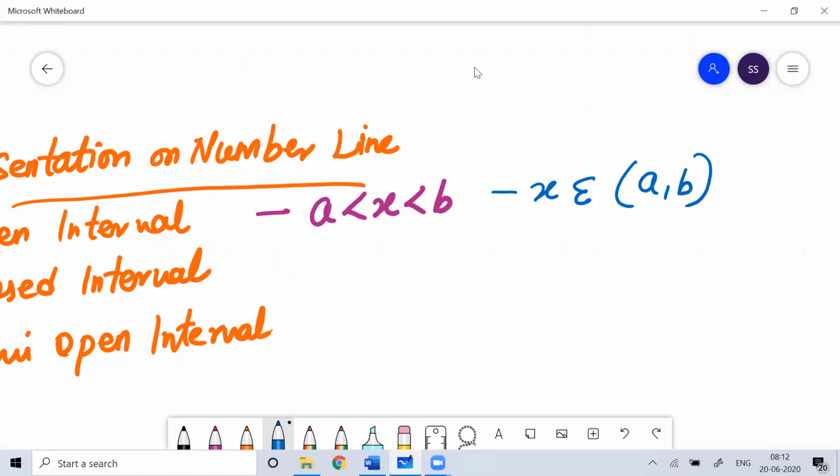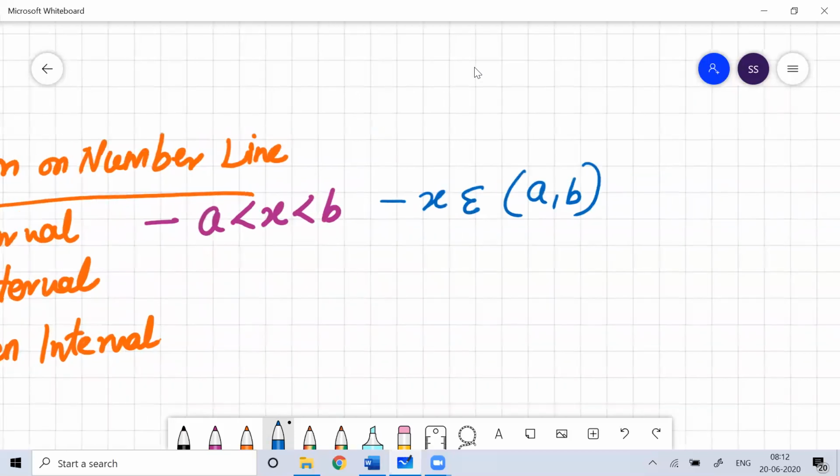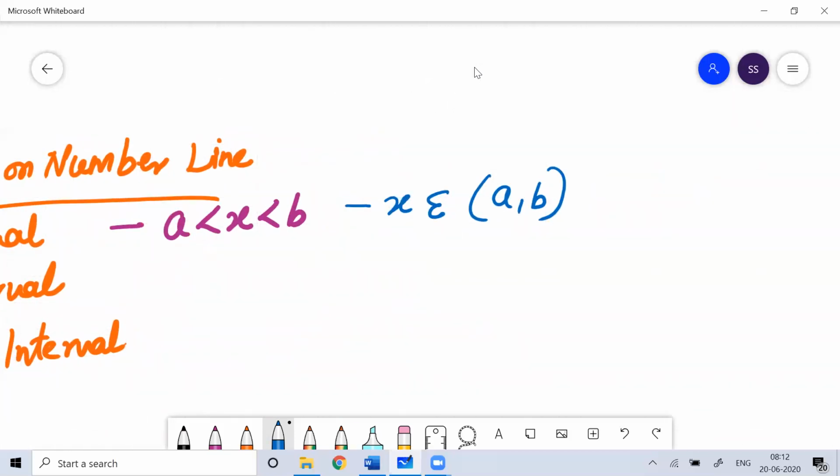So here the value of x is any value which is more than A, and the value of x goes till any value which should be not equal to B but less than B. So that we represent with open brackets. So this relationship we represent with an open bracket, I hope you can understand.